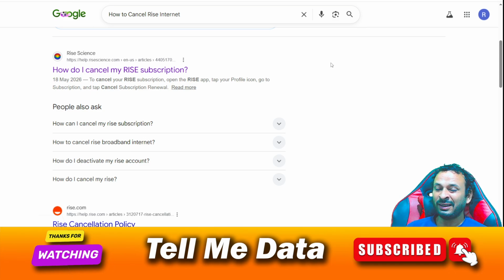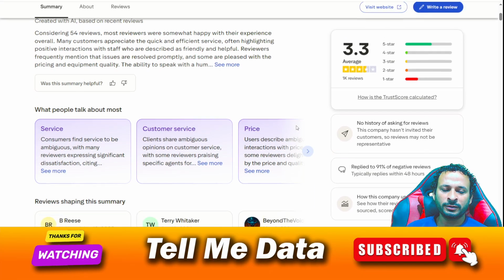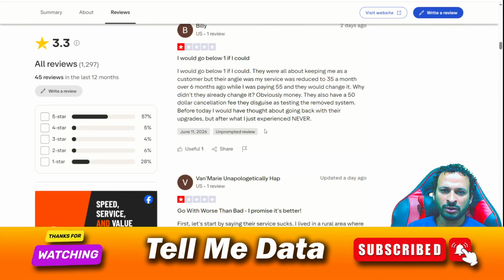Okay, they will ask you some details regarding your account, and after verification they will cancel your service. But the thing is, you need to pay some kind of fees in the form of cancellation charges. You can see one customer is complaining that they need to pay a $50 cancellation fee. Okay, so this is the thing.